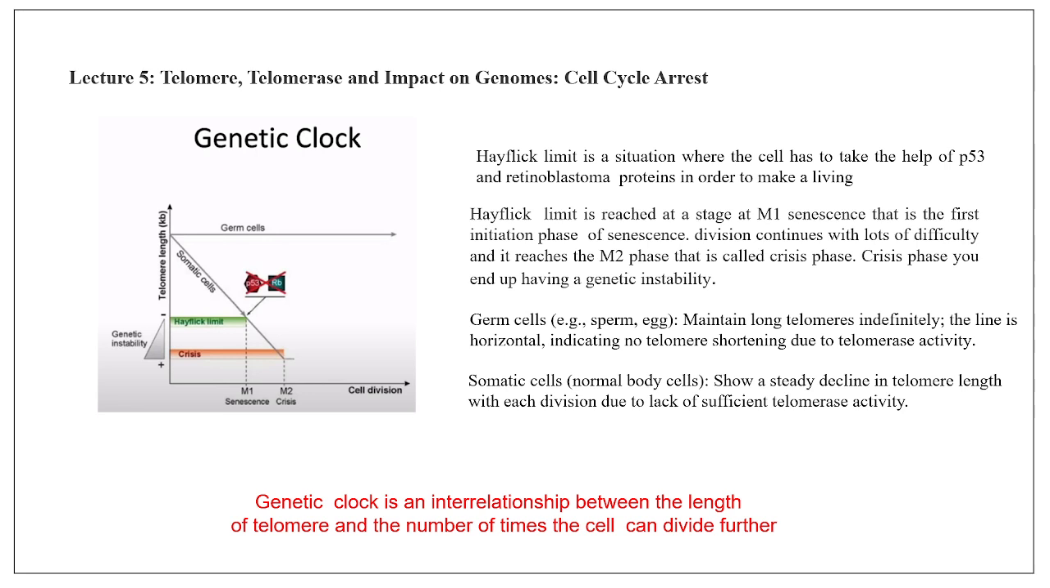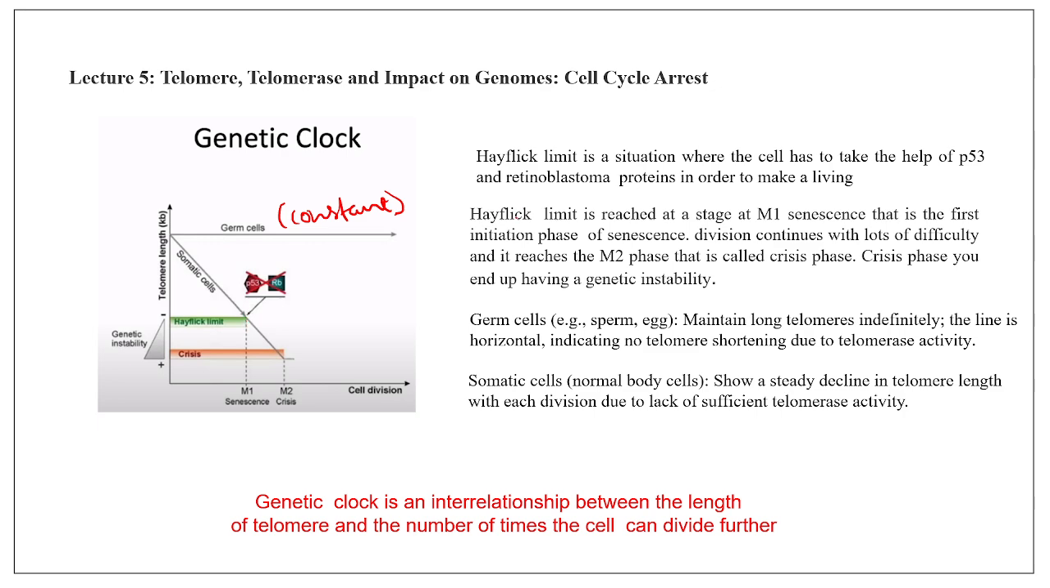Just try to see this figure for 2 minutes and then I will explain. See here, germ cells, cell division and telomere length. What is happening? With each round of cell division, the telomere length is constant. In the case of germ cells, it is constant. But in somatic cells, the telomere length keeps on reducing, and there is a Hayflick limit.